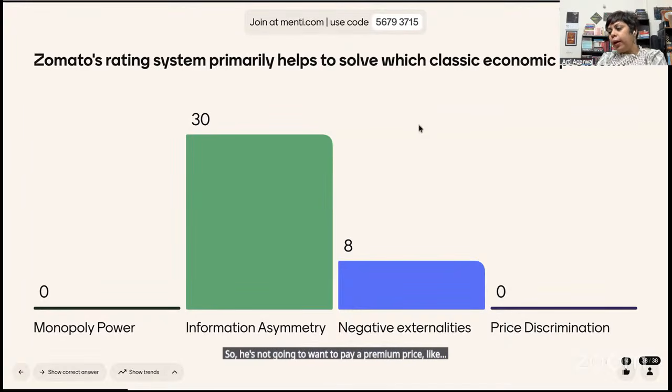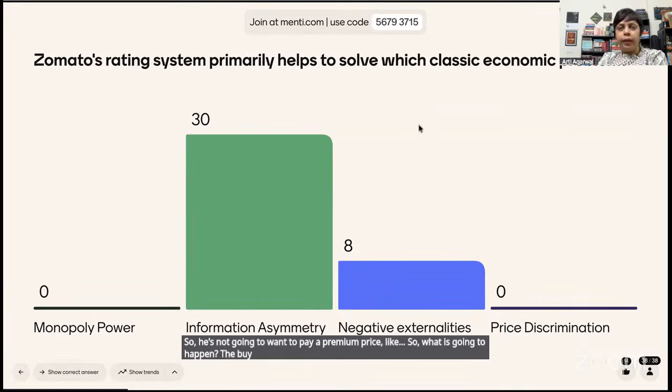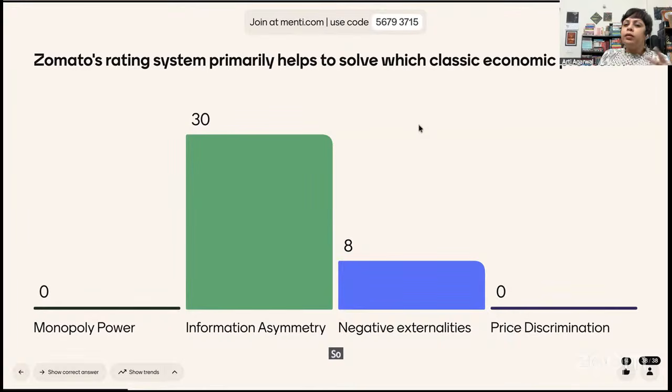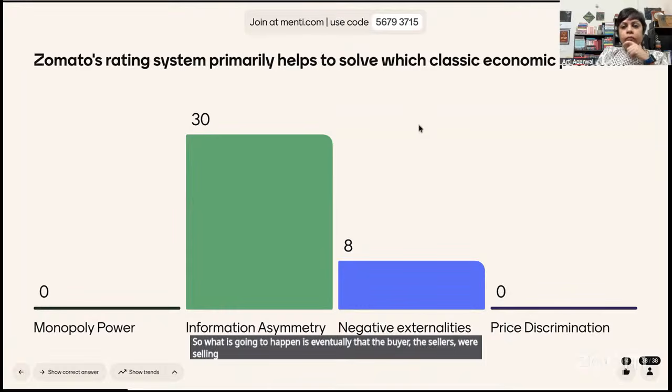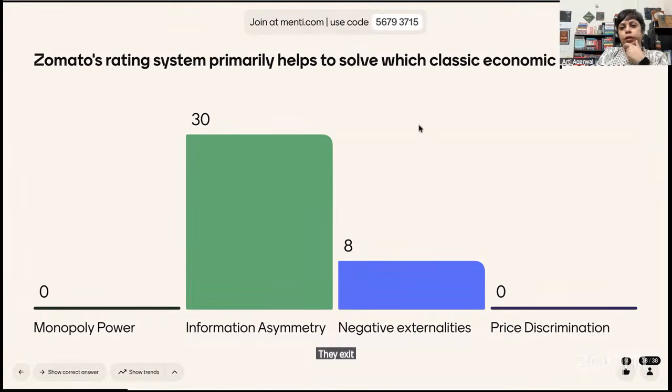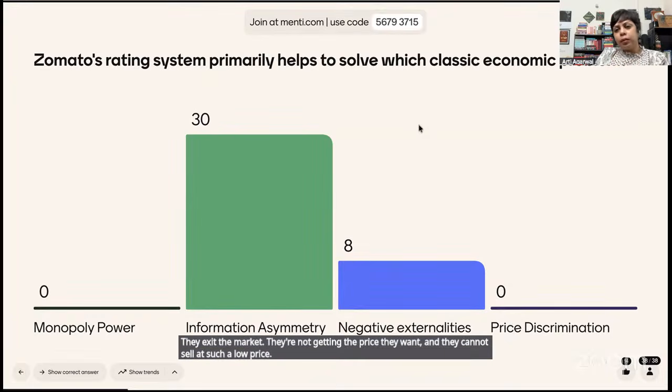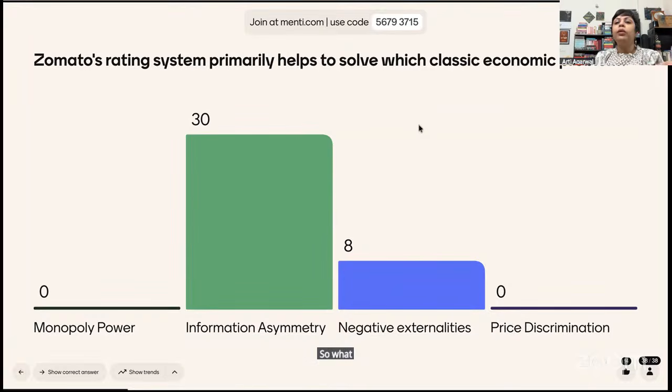So what is going to happen? The buyers are only willing to pay like 50% of the retail price, 6 lakh, 5 lakh, something like that. So eventually the sellers who are selling good cars exit the market. They're not getting the price they want and they cannot sell at such a low price. So they exit the market altogether. What is left in the market are only lemons. All the peaches are gone.